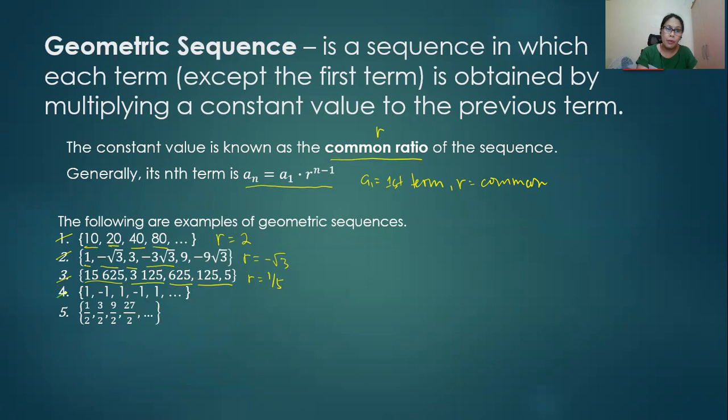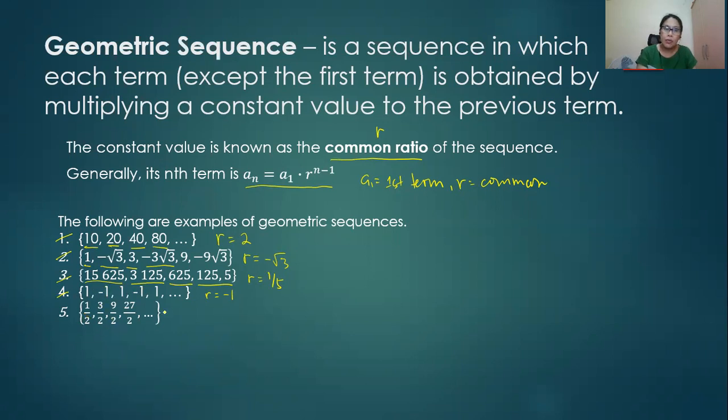Now for number 4, the common ratio here is -1. We multiply the previous term by -1 to obtain the next term. For example, 1 times -1, we got -1, times -1, we got 1, times -1, we got -1, and so on. So this is a geometric sequence.